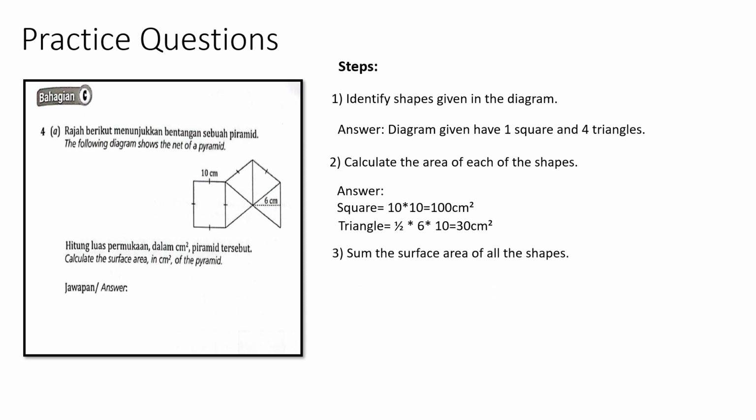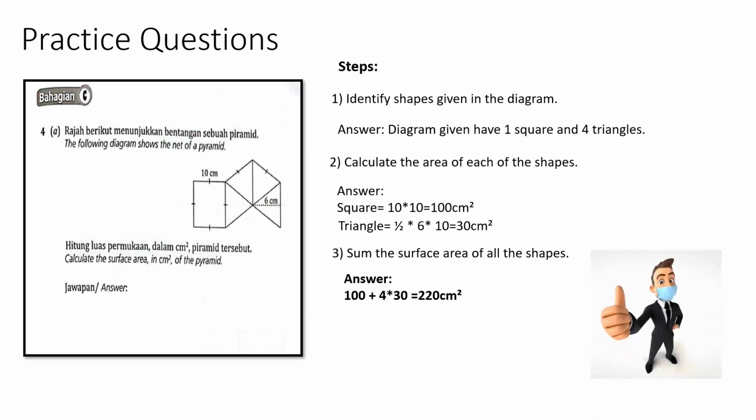Now in order to calculate the surface area of the pyramid, we need to sum up all the surface areas of the shapes that we got just now. So when we sum up everything, we will get one square which is 100 centimeter square and also four triangles. Because there are four triangles, I times 4 with the 30. So your final answer will be 220 centimeters square.